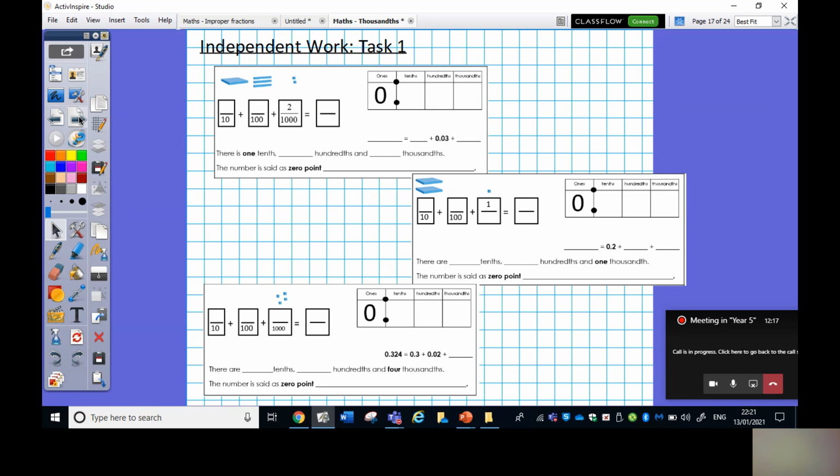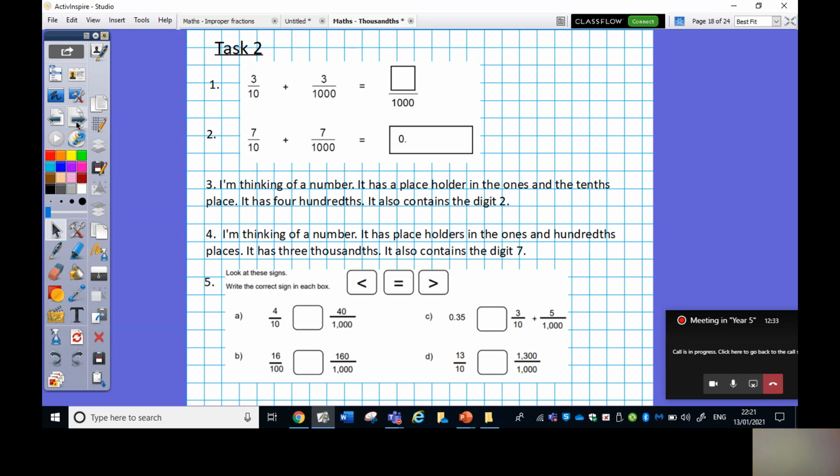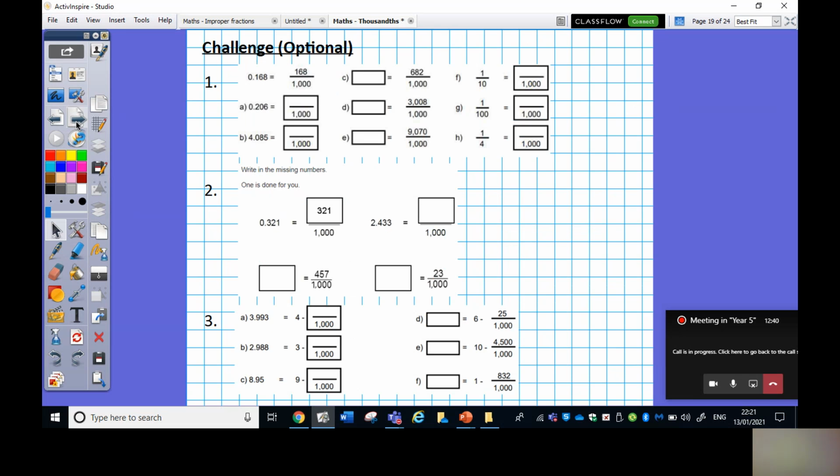Now it's time for your independent work. I'd like you to complete these in the way that we've just done, where you're drawing and writing the decimal number as well as the fractions and decimals. You're going to write it in words as well. When you finish that, you can then complete this, task 2. And if you'd like, there's an optional challenge. Pause the video, go back, complete the tasks, and when you've finished, unpause and we'll go through the answers.